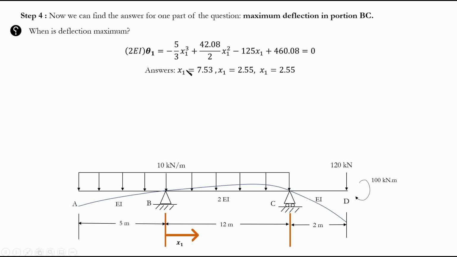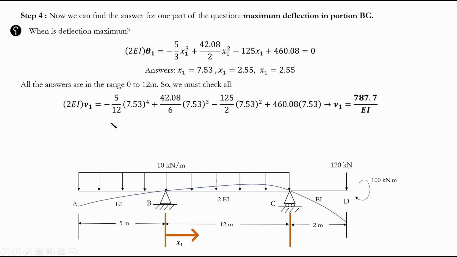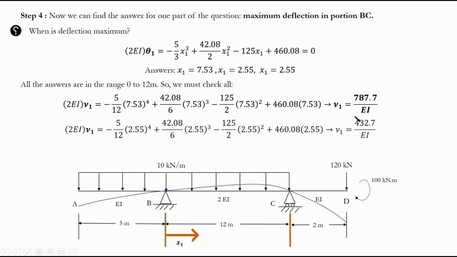So I'm just going to find my deflection based on the deflection equation that I had, using this value and this value, and see which one governs. Here, I put in 7.53, one of the answers, and I end up with this one. Then I put in 2.55 and end up with this one. Which one is higher? This one. Another important point is don't forget to divide by 2. Here I found this value and then divided it by 2. Same for this one: I found this value, and then just divide by 2.